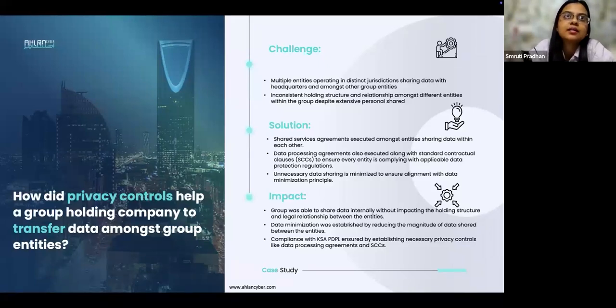question which we see is that when we talk about complexity, we have seen group holding companies. Private group holding companies are very common in the Kingdom of Saudi Arabia, and we have supported them in building their privacy programs. Typical challenges as a holding company are that you might have multiple entities with multiple lines of business under your holding company, and the second challenge is that because of the multiple entities running under a holding company, you might also be operating in multiple jurisdictions. So how do you build a privacy program that takes into account all these challenges?